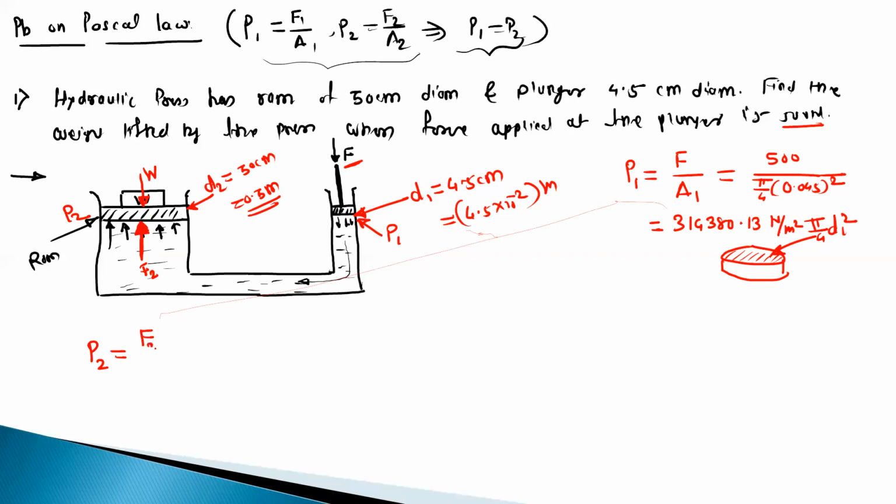So here the equation will be, consider this is F1, and that P2 will be F2 upon the area A2, which is W upon the area A2. So this is W upon pi by 4, and this is also circular in cross section having the diameter 0.3. So it is pi by 4 into 0.3 square. So this is equal to W upon 0.0706.